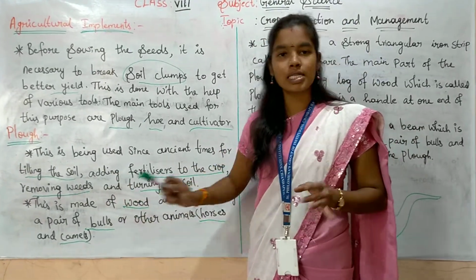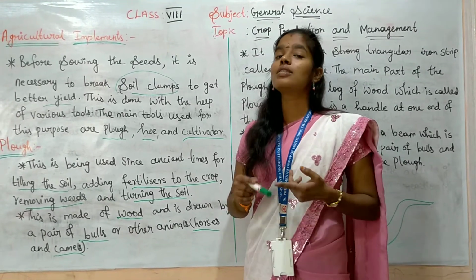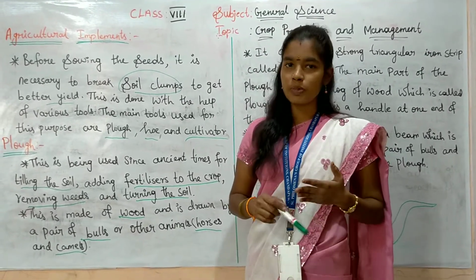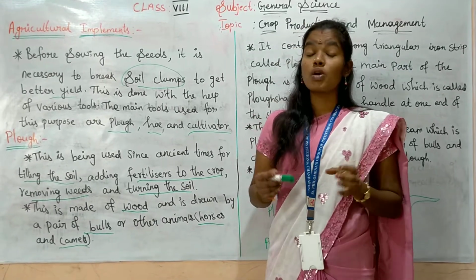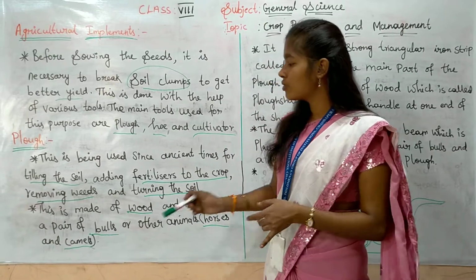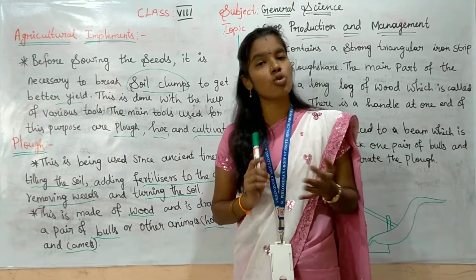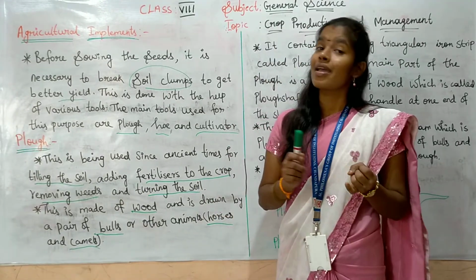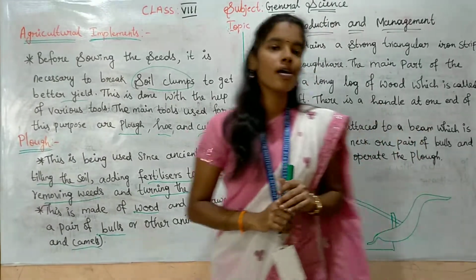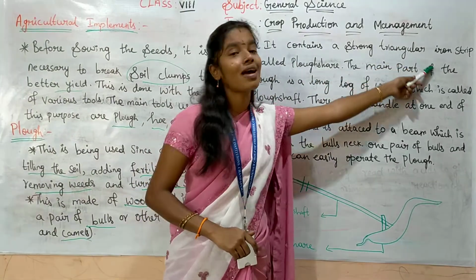So for all these purposes, tilling the soil, removing weeds, adding fertilizers and turning the soil, we are using the plow. This plow is made of wood and is drawn by a pair of bulls. If not bulls, then by other animals, camels and horses. And it contains a strong triangular iron strip.